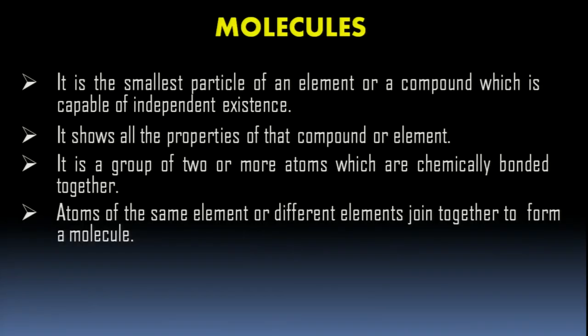We have learnt about molecules. Just a recapitulation. It is the smallest particle of an element or a compound which is capable of independent existence. I told you, they are capable of independent existence. It shows all the properties of that compound or the element. It is a group of two or more atoms which are chemically bonded. Atoms of the same element or different elements join together to form a molecule. Children, let me talk about molecules now.